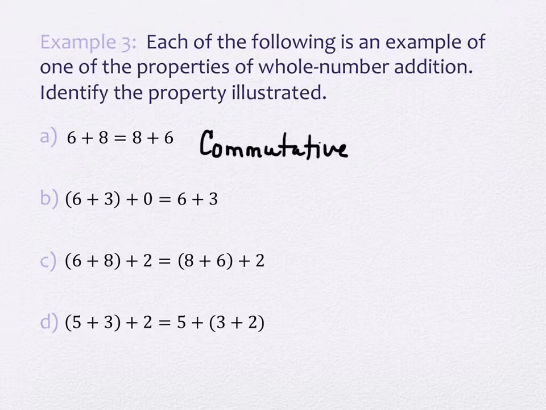Commutative is a hard word to spell for some people. Maybe if you've got some spelling difficulties, you might spell that one wrong. It is not communicative or commutative. Commutative. I get lots of interesting spellings on this one. Commutative.